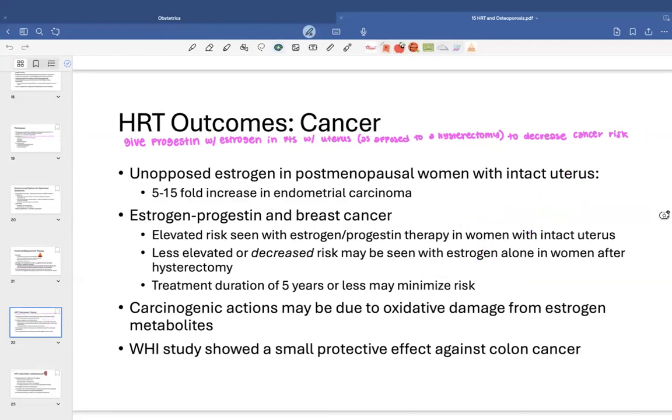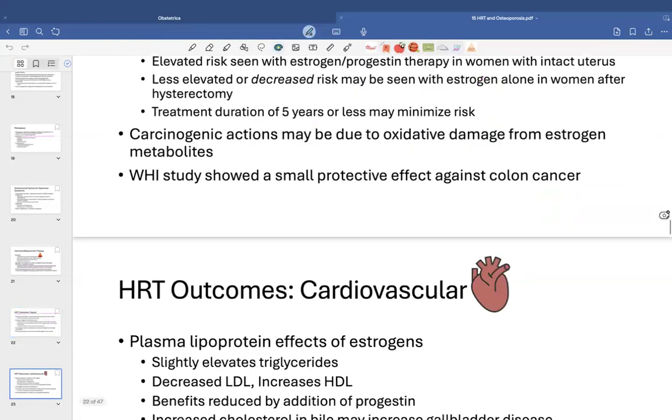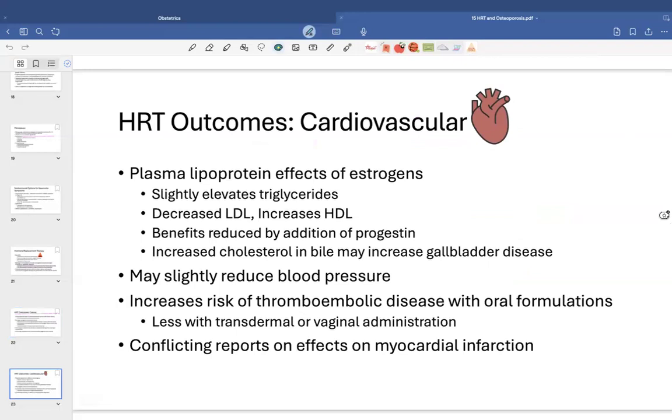As far as cardiovascular risk, we said that generally the story is positive with estrogens. They slightly increase triglycerides, but they have a favorable profile as far as LDL and HDL. When you add progestin, those benefits are not as prominent, as progestins actually have a negative effect on lipid profile. You may see more biliary cholesterol leading to gallbladder disease. You may also get some moderating effects on blood pressure.